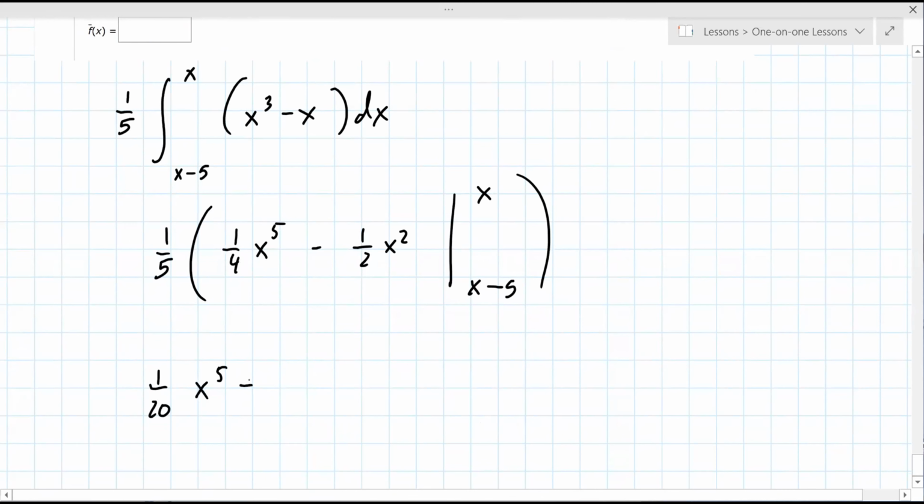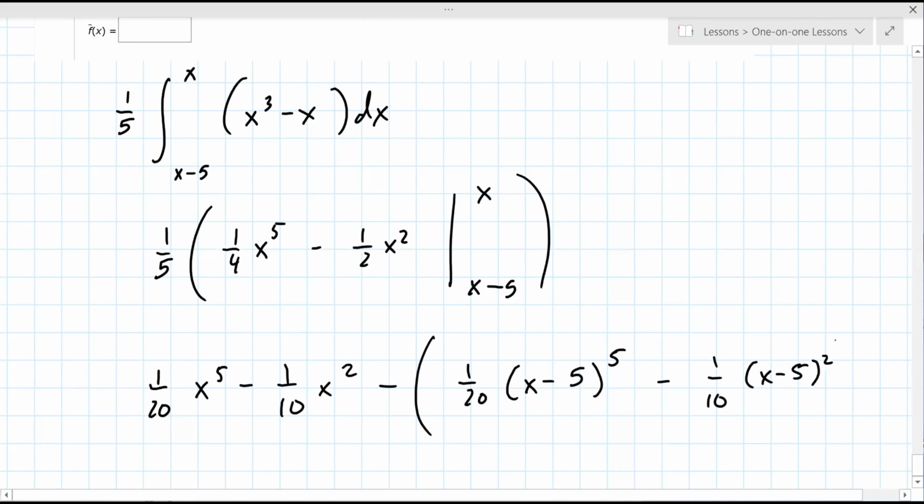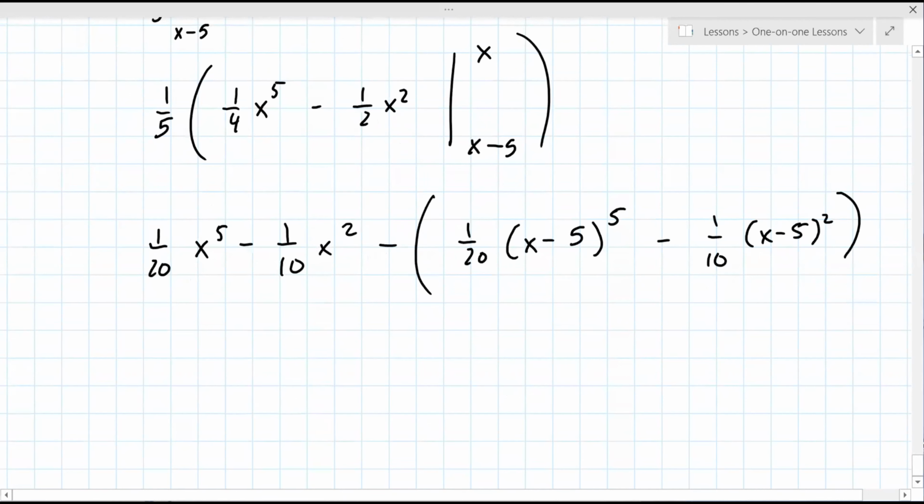So it's x to the 5th minus 1/10 x squared, minus now 1/20th x minus 5 to the 5th, minus 1/10 x minus 5 squared. And so that's your answer. You can expand those and combine like terms and do a lot of things. I don't want to do any of that. So let me just get this entered in carefully.